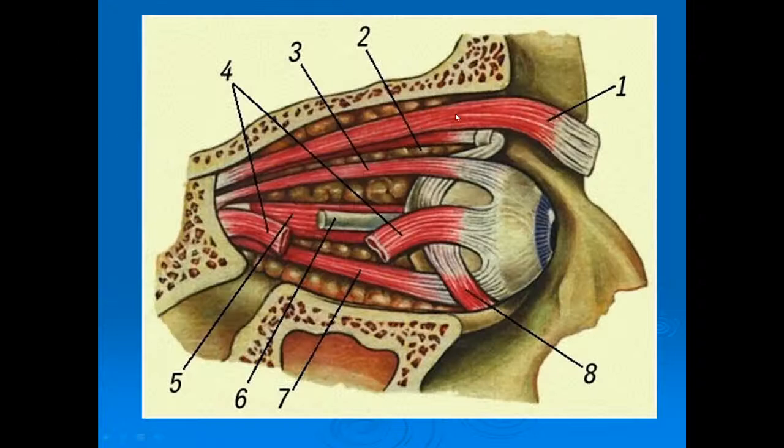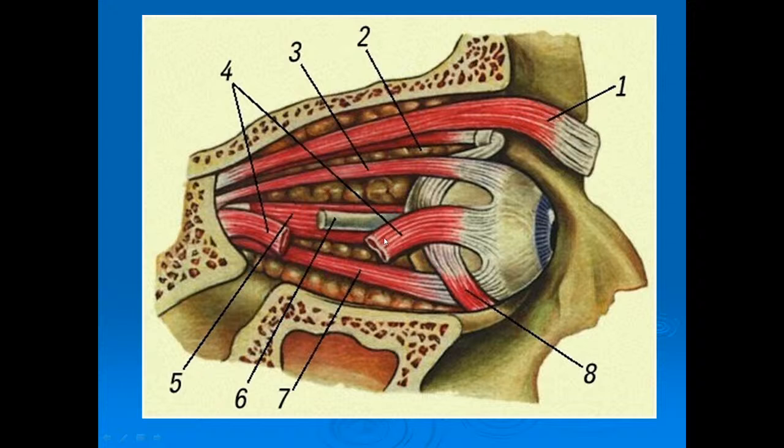Look at this slide. Number 1, it is levator palpebrae superioris muscle. Next, you can see 2 oblique muscles. Number 8, it is inferior oblique, and number 2, superior oblique muscle. Superior oblique muscle is innervated by the trochlear nerve.